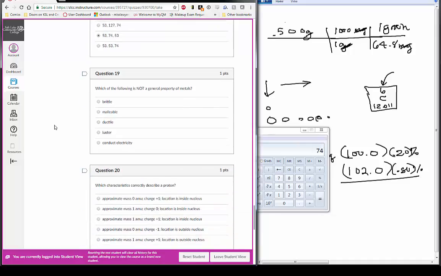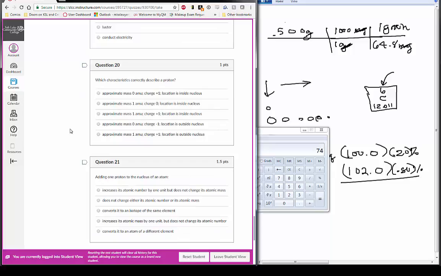Next, what is not a property of metals? Metals do conduct electricity. They are shiny. That's what luster means. They can be drawn out into a thin wire. That's what ductile means. And they can be hammered flat. That's what malleable means. They're not brittle. I should say they're not generally brittle.